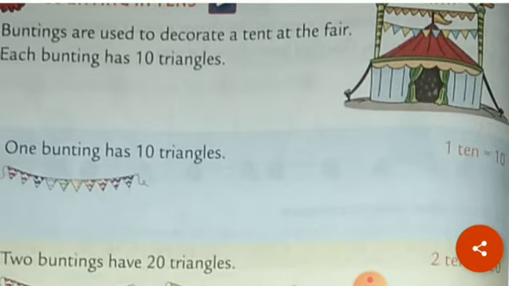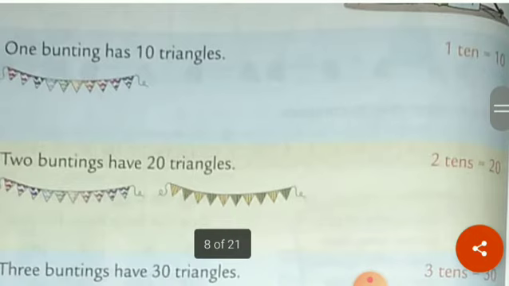When there is one tens group, it is called 10. 1 ten is called 10. Second, 2 tens are called 20. See here, 2 groups of buntings are given. 2 tens groups of buntings are given. So 2 tens are called 20.